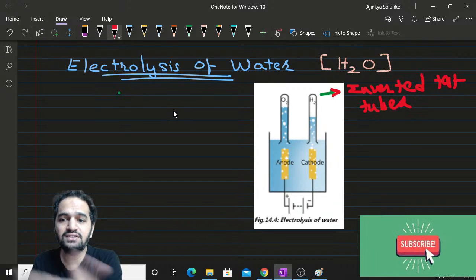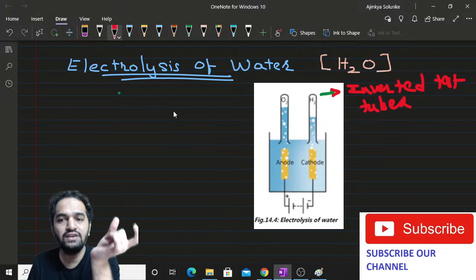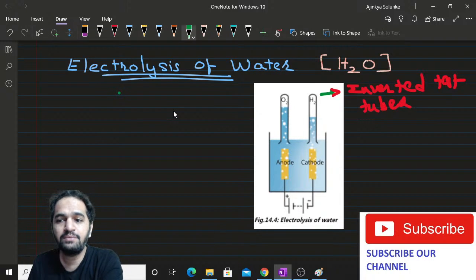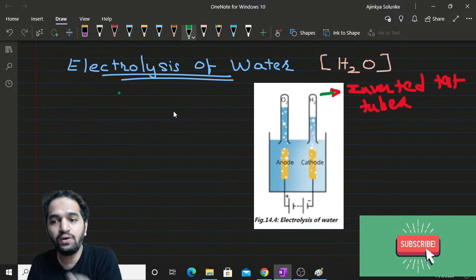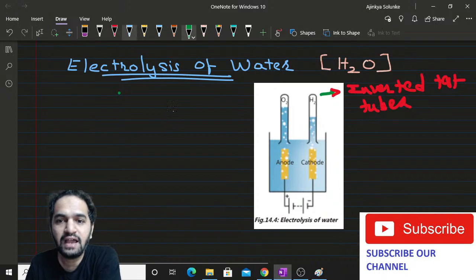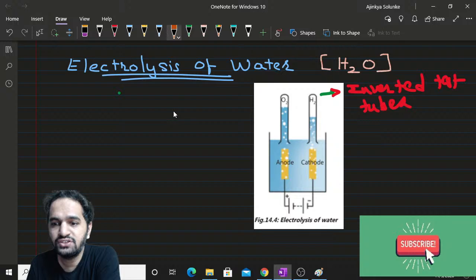To collect gases, we have inverted the test tubes and kept them over the anode and cathode, so that whatever gases are released will be collected. But according to your information, this is water, right?